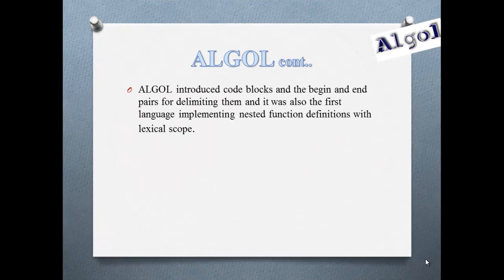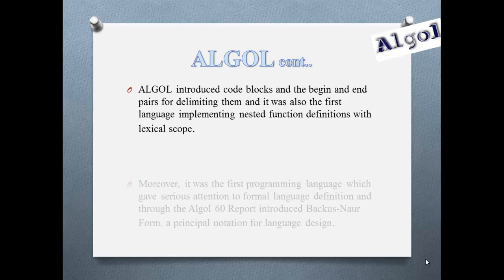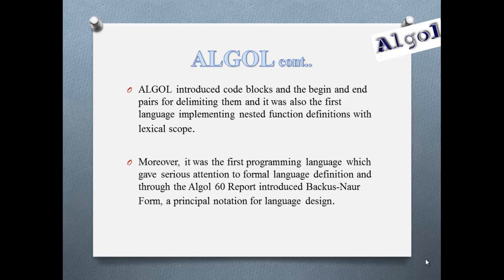Algol introduced code blocks and the begin and end pair for delimiting them, and it was also the first language implementing nested function definitions with lexical scope. Moreover, it was the first programming language which gave serious attention to formal language definition, and through the Algol 60 report introduced BNF, a principal notation for language design.